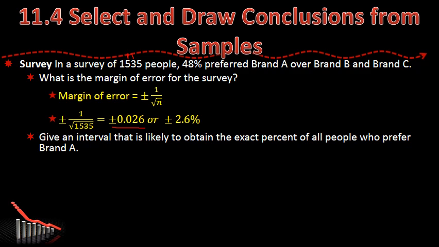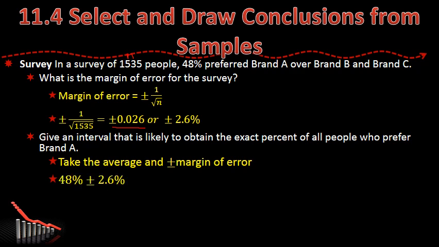Okay, but what would be an interval that you likely would obtain the exact percent of all people who prefer brand A? We said that 48% of people preferred brand A, but we have a margin of error. So what we do is we take our average and plus and minus the margin of error. So our average is 48%. I'm going to plus and minus my margin of error, the 2.6%. The minus would give me 45.4. The plus would give me 50.6. So it'll be between 45.4% and 50.6%.